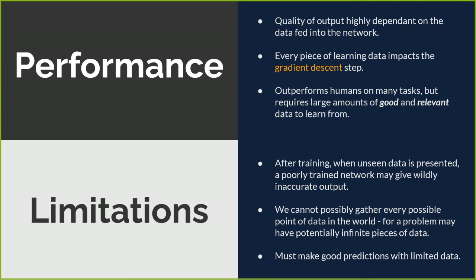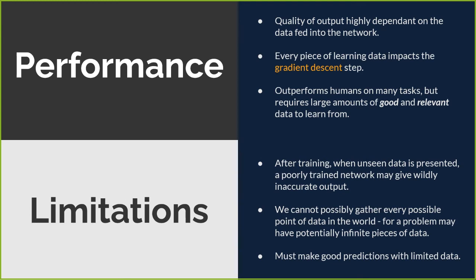While humans are often outperformed by neural networks on many, many tasks, in order to achieve that level of accuracy, you oftentimes have to have very large amounts of both good and relevant data that you can learn from. It's not enough that the data is just good. It has to be relevant to the task that you're trying to accomplish. It doesn't matter how good the data is on traffic patterns in a city if what you're trying to do is predict the weather. You're not going to get anywhere with that. Likewise, if you have a lot of relevant data, but it's not very good, you're not going to learn very much or have a very accurate model.